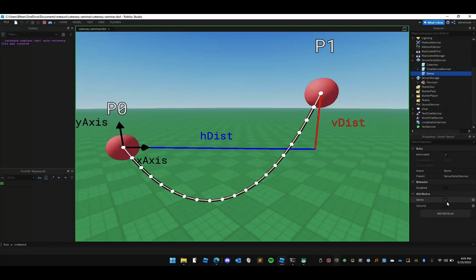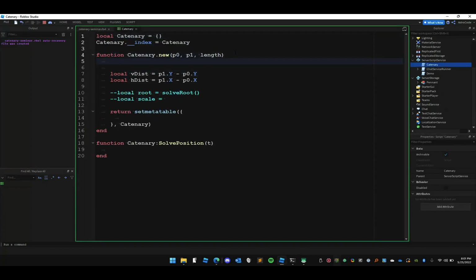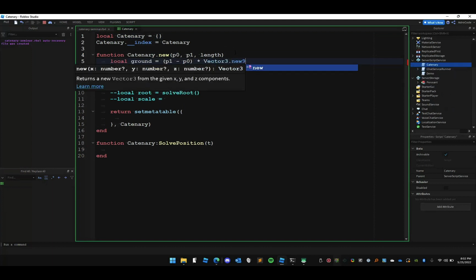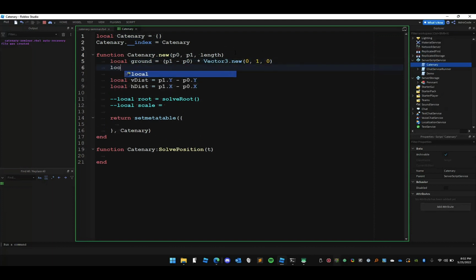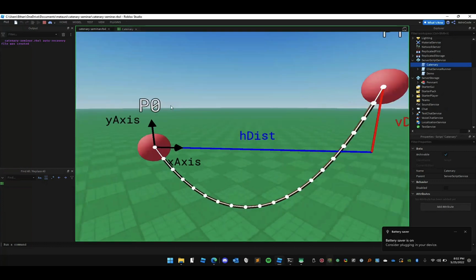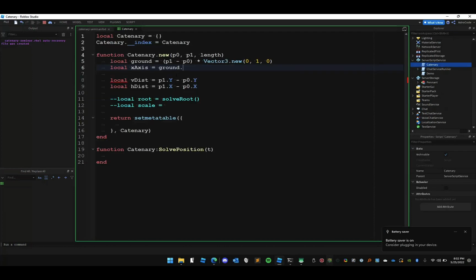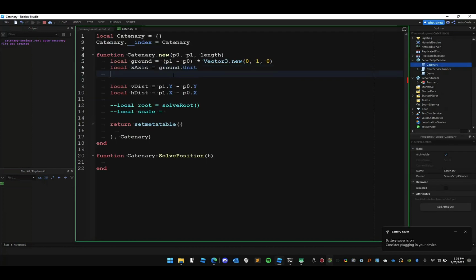And so in just a moment in the code, I'm going to call this blue vector ground. So ground is this blue vector from p naught to p1 with a y component of 0, and then the magnitude of ground is going to be h dist. Okay, so we have that ground vector, and so that's pointing from p naught to p1, except the y component is 0. And then our x-axis is going to be the ground vector, but unitized, so it's just length 1. And then the horizontal distance is going to be the magnitude of the ground vector.